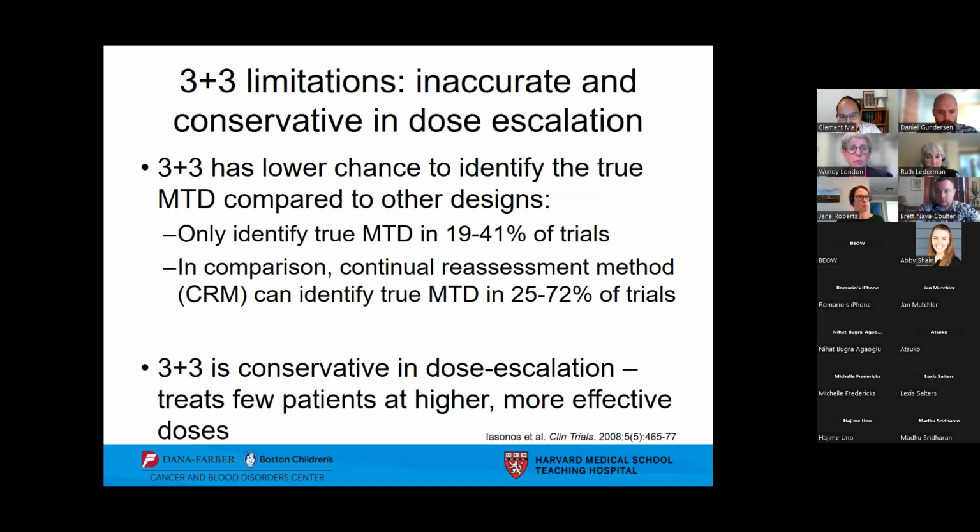Additional limitations of the 3+3. In simulation studies, it's been shown that the 3+3 is able to identify the true MTD in only 19 to 41% of trials, whereas the true MTD can be identified by the continual reassessment method, an adaptive design I'm going to show you in a minute. That design can identify the true MTD in 25 to 72% of trials. And as I mentioned before, the 3+3 is conservative and ends up treating fewer patients at what would be thought to be a higher, more effective, more efficacious dose.